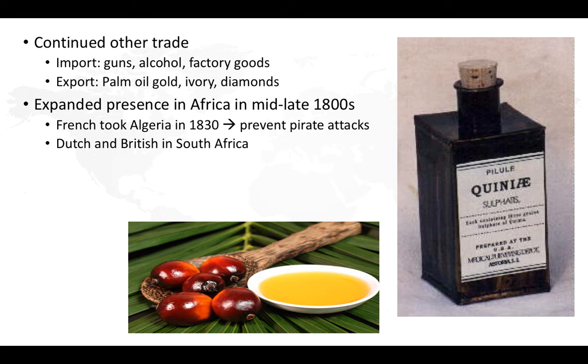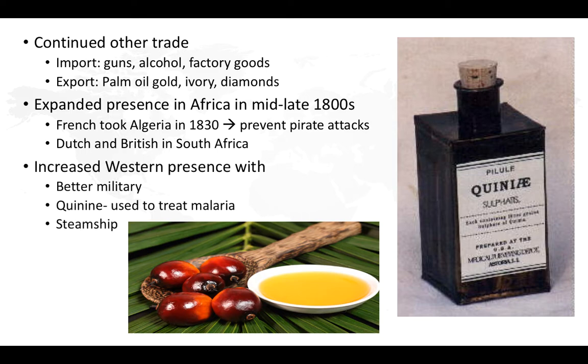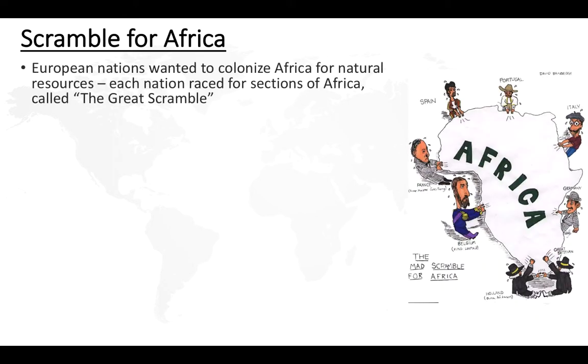The French take Algeria in one of the first imperialistic movements in Africa in 1830. And the Dutch and the British are going to move into South Africa, and we're going to see them struggle over South Africa for a long time. And we see a bit more military built up. We see medicines sent to Africa to try to treat diseases like malaria. We're going to see the use of the steamship introduced in Africa to help trade.